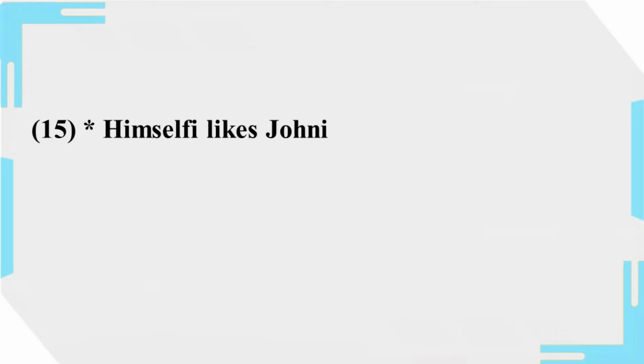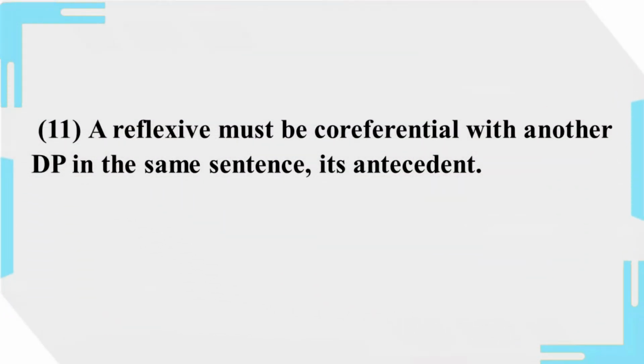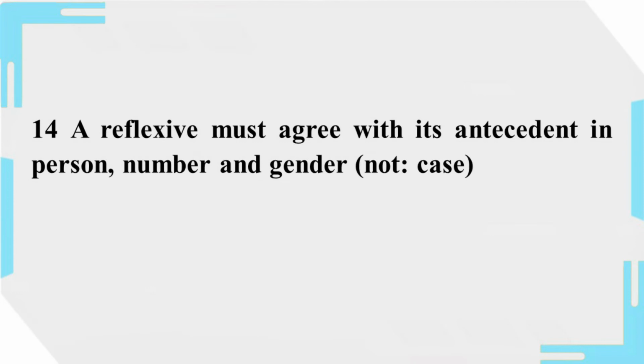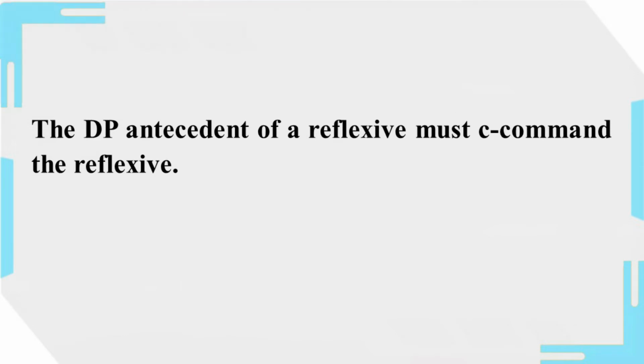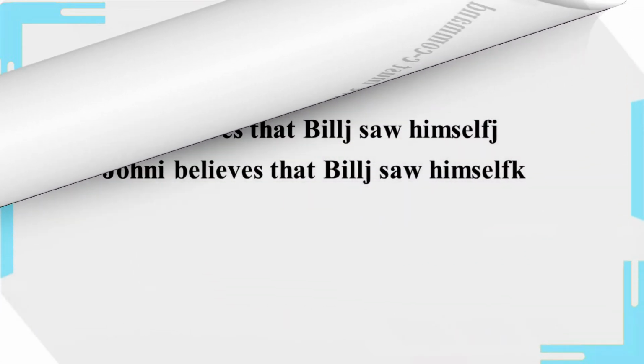So now we have three special requirements associated with reflexives. Requirement 11 says a reflexive must be co-referential with another DP in the same sentence, its antecedent. Requirement 14, the reflexive must agree with its antecedent in person, number, and gender, but not in case. And requirement number 20, the DP antecedent of a reflexive must C-command the reflexive. These explain the following idea.